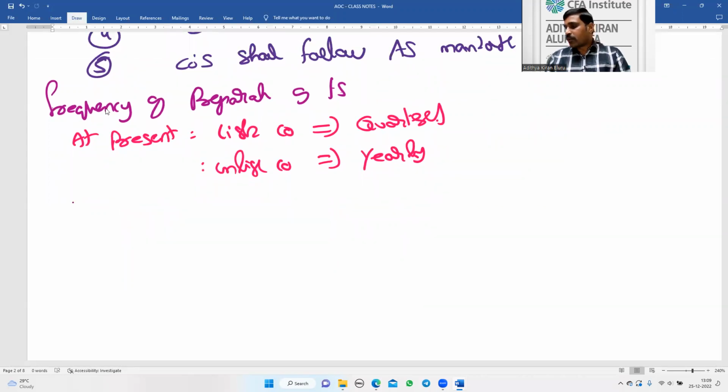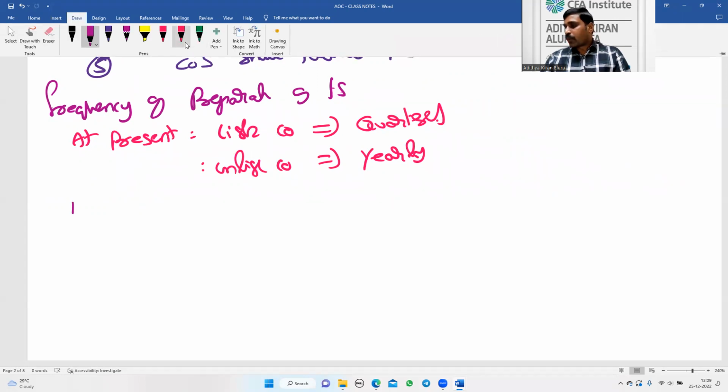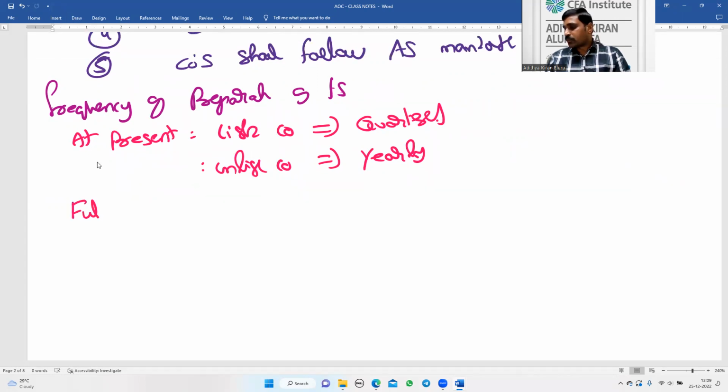Now, the proposal in future. The future proposal is for unlisted companies only. In future, there won't be much change for the listed companies.